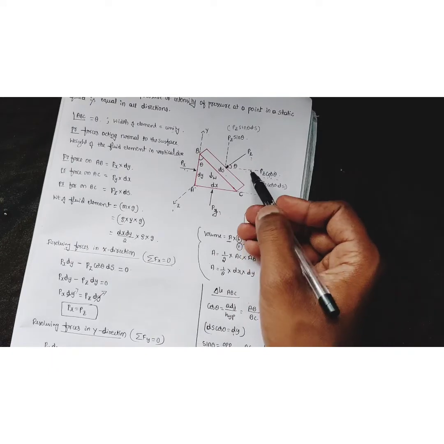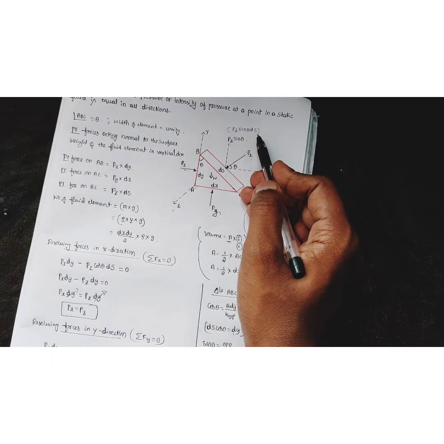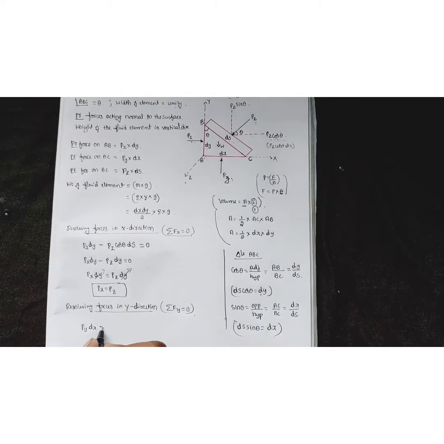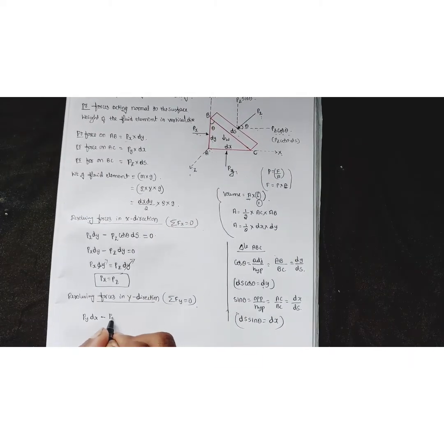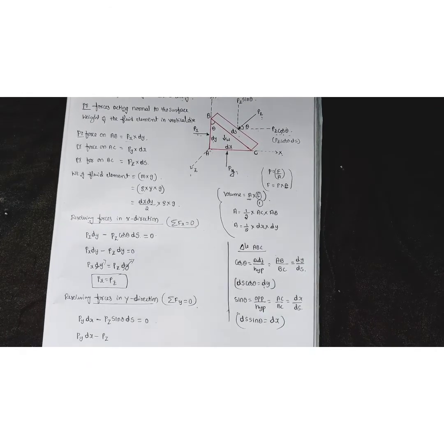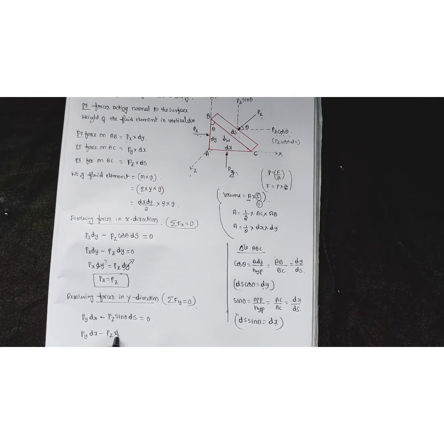Next, coming towards here, we have a vertical component of this one. It is Pz sin theta ds, and it is acting in downward direction, so we are taking it as negative. So minus Pz sin theta ds equating to 0. So this one I'm writing Py dx as it is, minus Pz also as it is. Now from the triangle, ds sin theta can be written as dx. So I'm replacing that over here. It is dx is equal to 0.